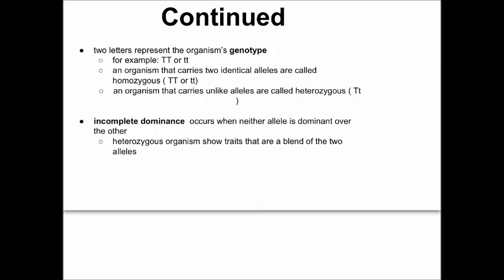Incomplete dominance occurs when neither allele is dominant over the other. Heterozygous organisms show traits that are a blend of the two alleles.